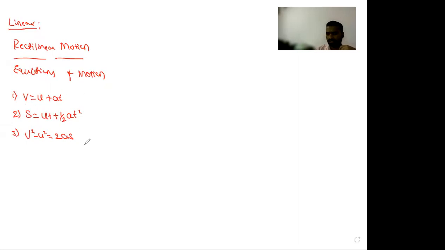You have studied all these things and seen problems on them. Now we will move on to curvilinear motion. V is the linear velocity. When we come to angular or curvilinear motion, I will take omega as the angular velocity.